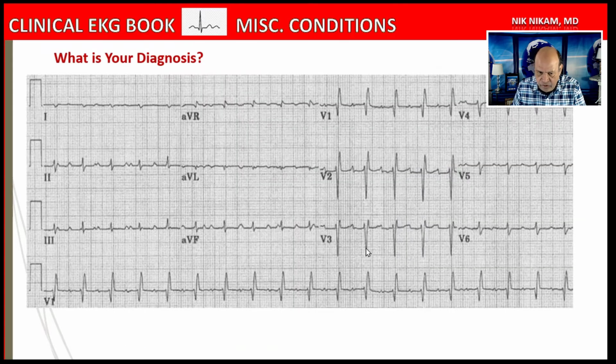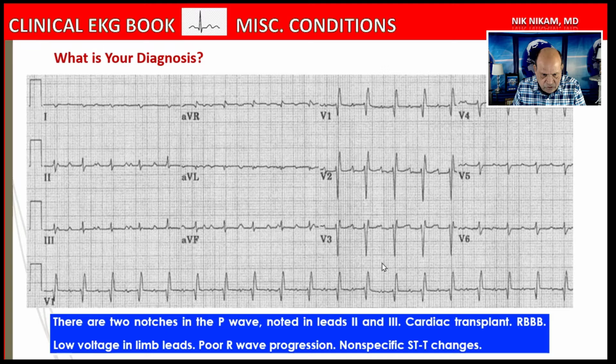Okay, what is your diagnosis here? Most important thing is, if you look at the P wave here, there are 2 P waves here. So we have notched P wave. We can see notched P waves in a variety of conditions, especially with the patients with right ventricular hypertrophy, right atrial enlargement, or patients with tricuspid stenosis, pulmonary hypertension.